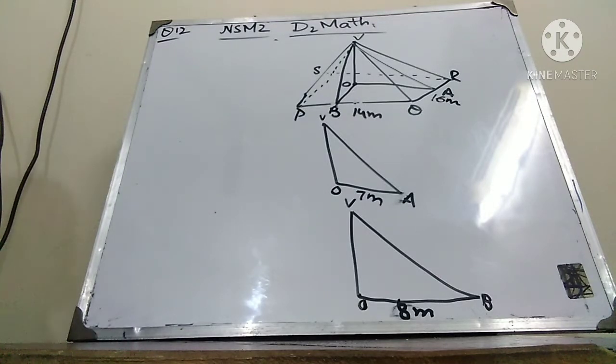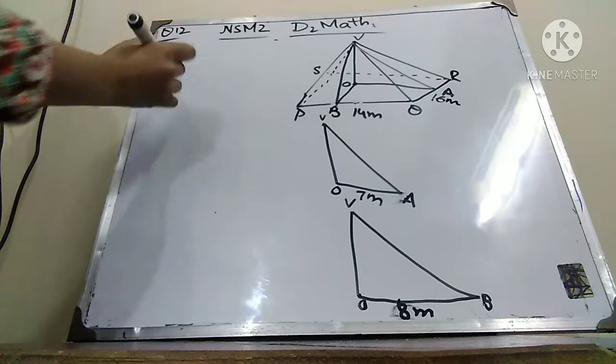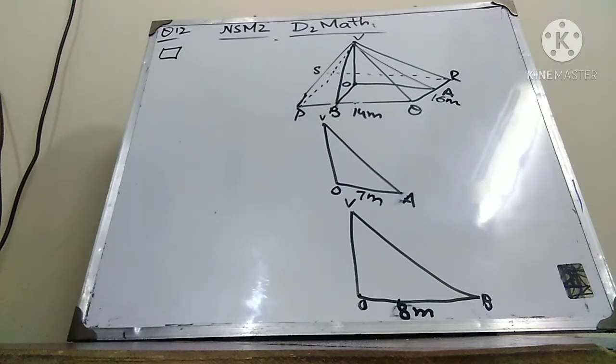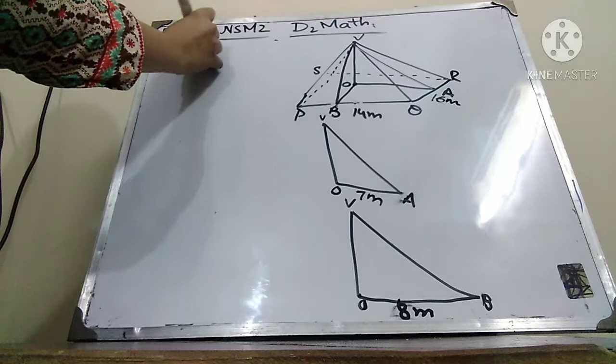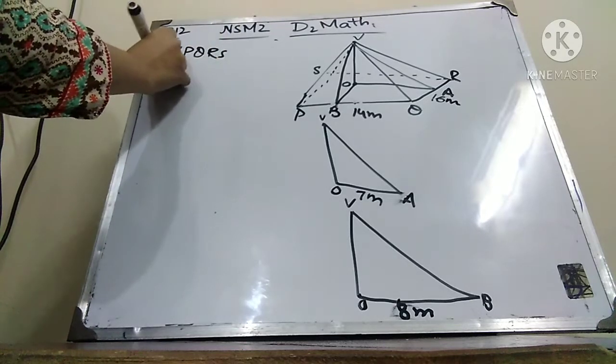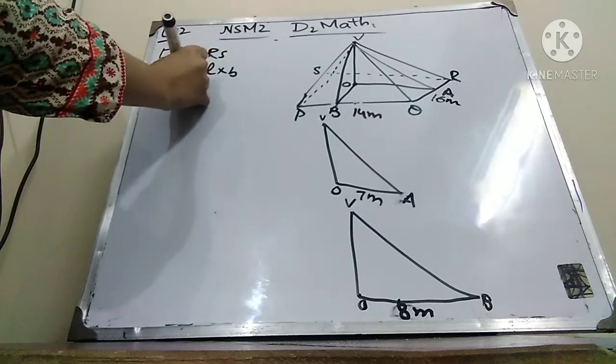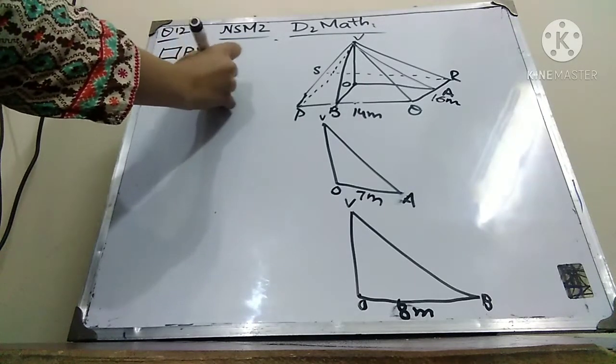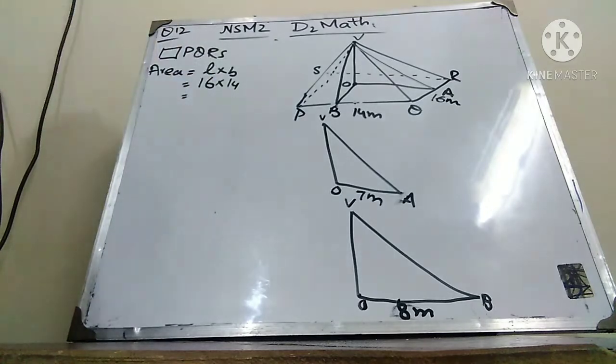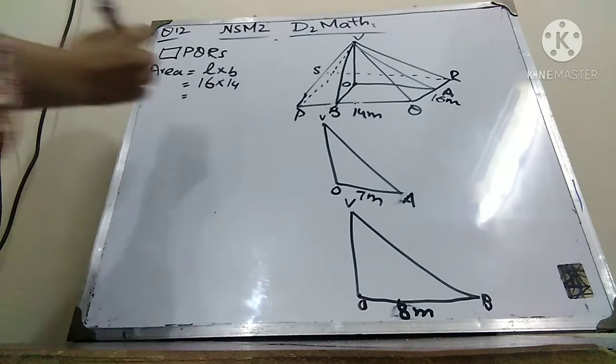Now we'll find out the area. As we know, to find out the total surface area, we have to find out the area of all the triangles. So first I'm going to find out the area of the rectangle. The rectangle is PQRS, so we have to find out the area of this rectangle. The formula is length multiplied by breadth. Length is 16 and breadth is 14. So when I multiply, 16 multiplied by 14 will be equal to 224.